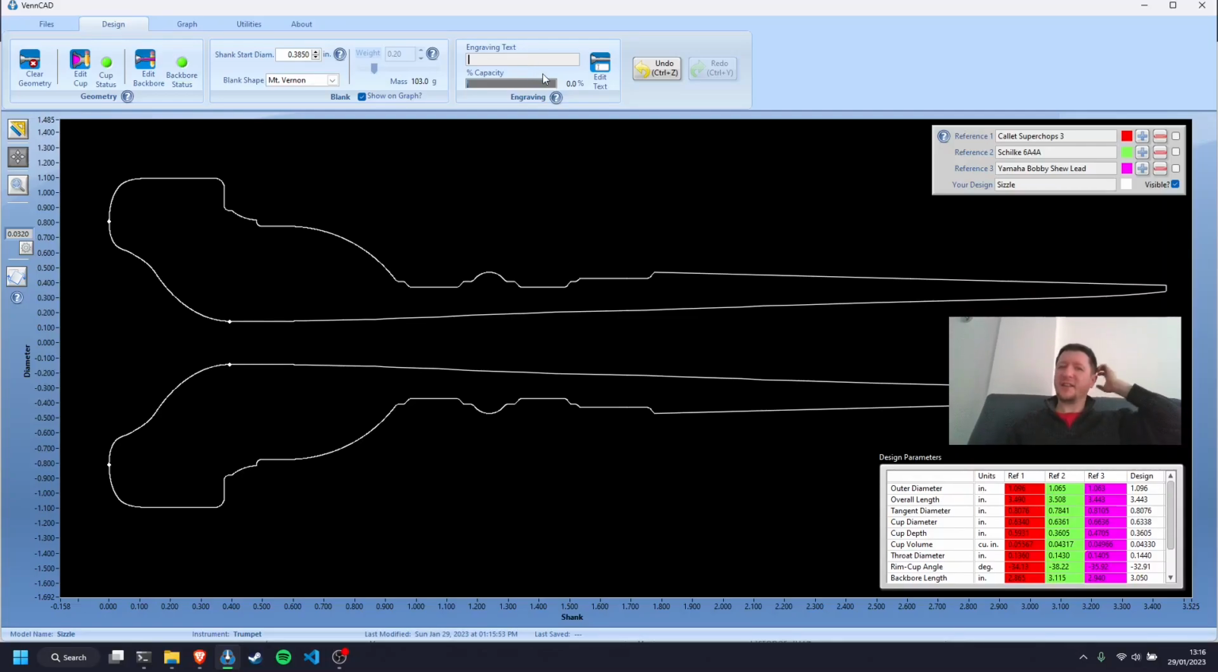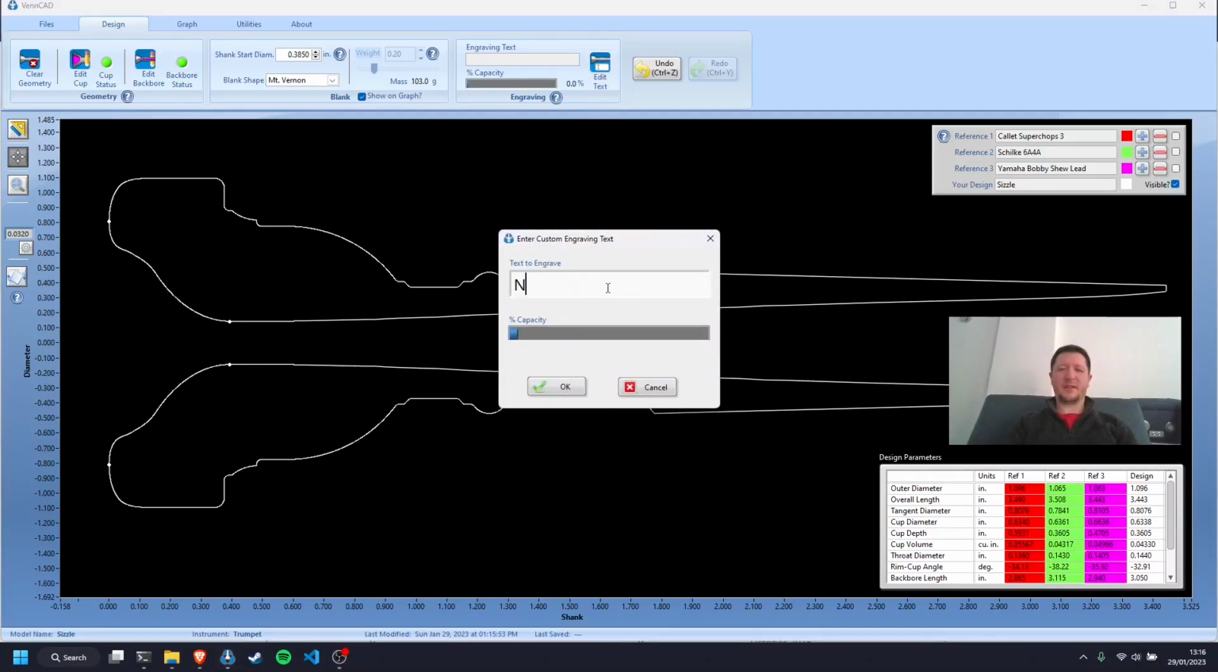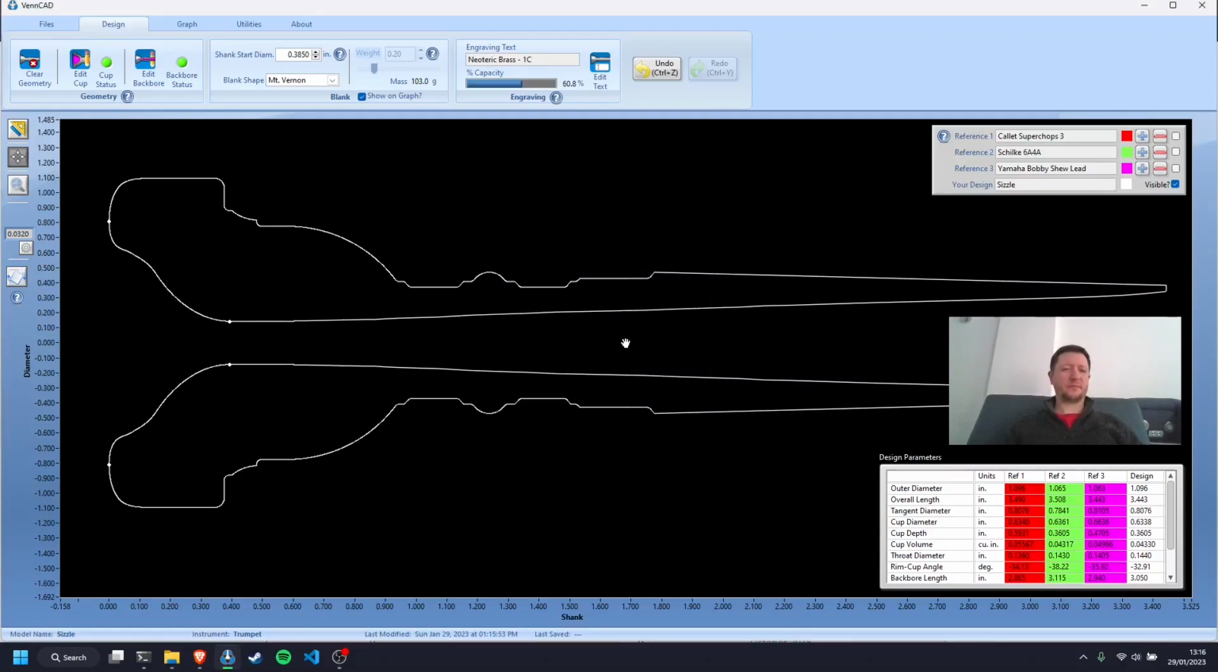engrave on the side. I'm going to call this edit text, so we're going to call it the Neoteric Brass because it's my design, and we're going to call it the 7C. Or we're going to call it the 1C, and so nobody knows. There we go. There's our sleeper mouthpiece. We've just made an incredible screamer: the Bobby Shew back bore, the Schilke 6A4A cup, and the Trident-tested Jerome Callet Super Chops 3 rim.